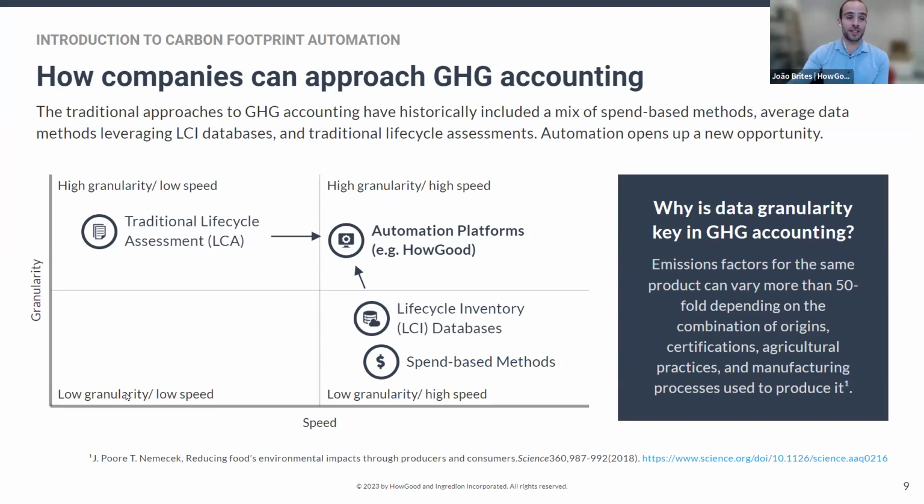The other option is to do a study that is highly granular but relatively slow to complete. That's where most traditional life cycle assessments fall. They're very detailed and very precise, but they take months or even years to finalize. So what we've been doing here at HowGood is asking ourselves how we can apply automation technologies to bring traditional life cycle assessments into assessments that can be highly granular but delivered at the speed of a life cycle inventory database.